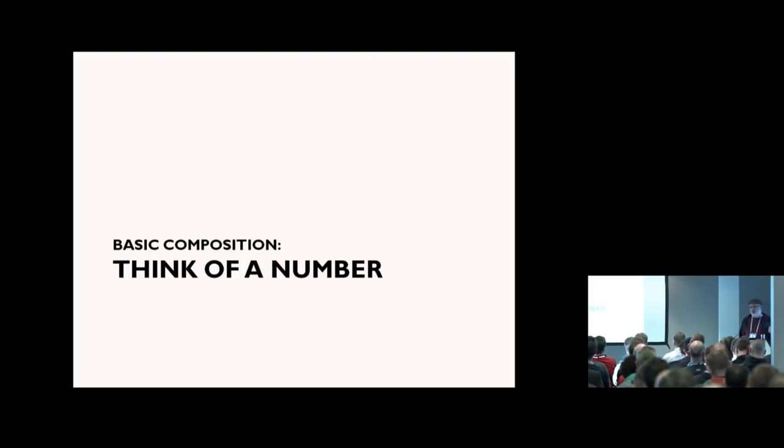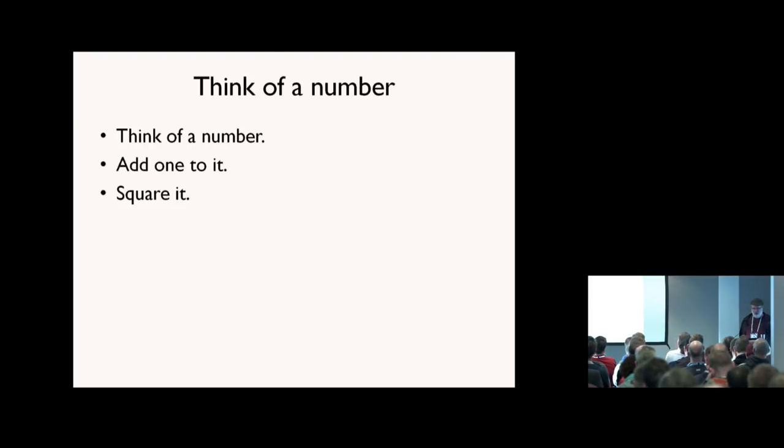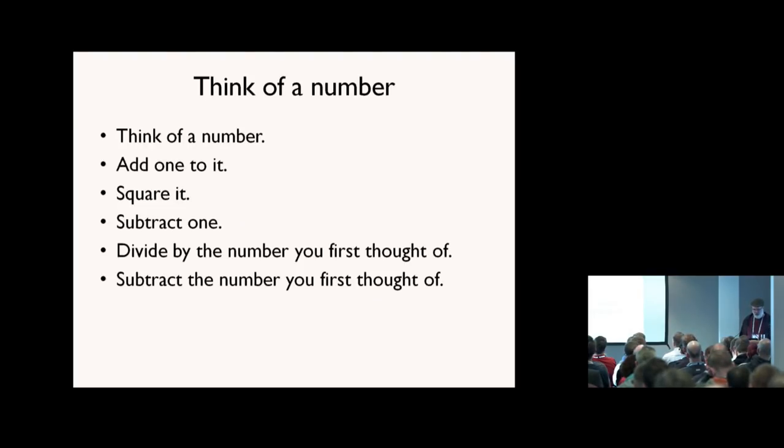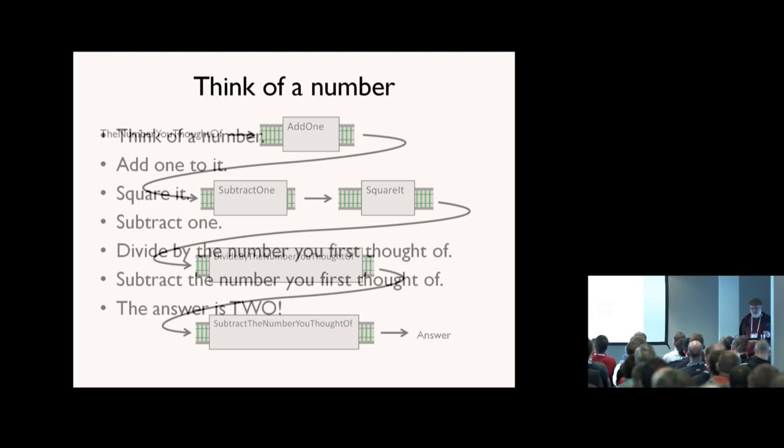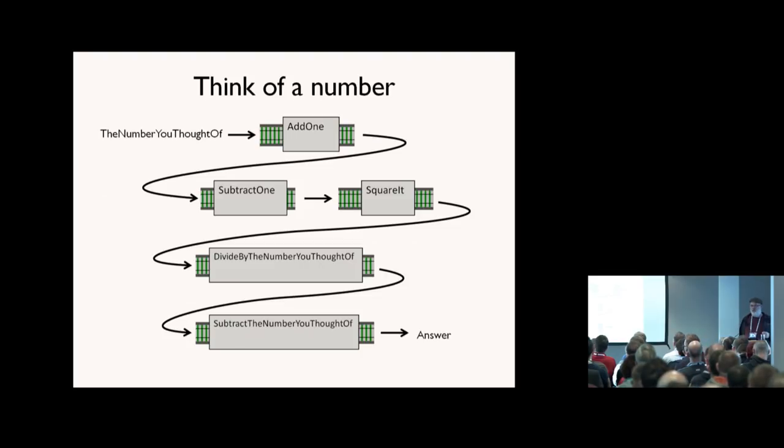Think of a number. So we're going to start now with a very simple example of basic composition. Think of a number, add 1 to it, square it, subtract 1, divide by the number you first thought of, subtract the number you first thought of, and the answer is 2. Okay, this is kind of a child's little fun game. How are we going to implement this using composition? Well, we're going to have a little bit of railway track for each step, and we're going to glue them together. So we're going to add 1, we'll take the output of that and square it, take the output of that, subtract 1, and so on and so forth. It naturally maps to the composition model, which is why I picked this example.